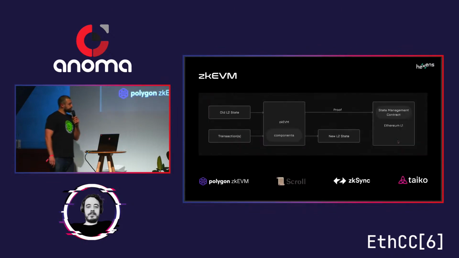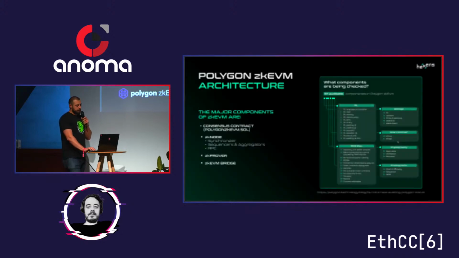So zkEVM is growing crazy. A lot of great projects are developing zkEVMs like Polygon, Scroll, zkSync, Taiko. Well, the high-level overview, just in a couple of words: zkEVM takes as input the old L2 state and some transactions, and outputs the new L2 state and generates the proof that you can use on layer 1 to change the state.